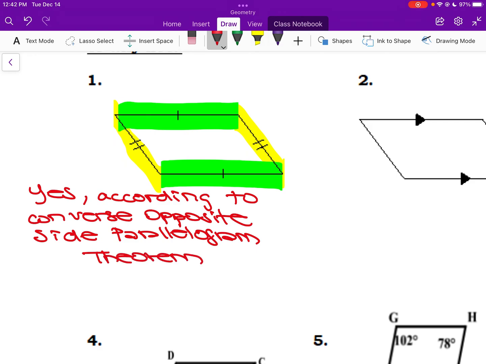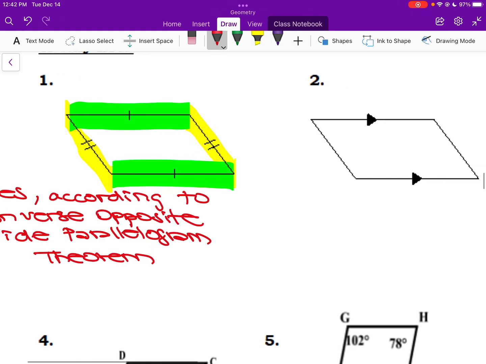So again, if we know those two pairs of opposite sides are congruent, then we know it has to be a parallelogram.